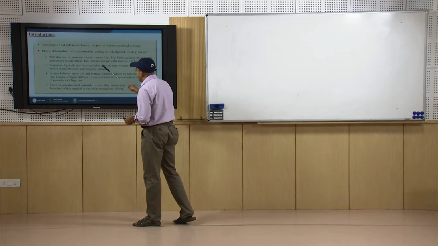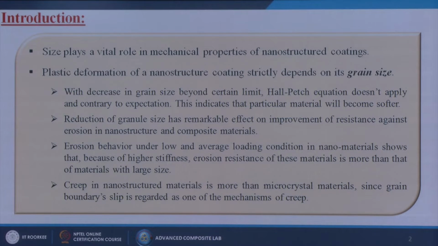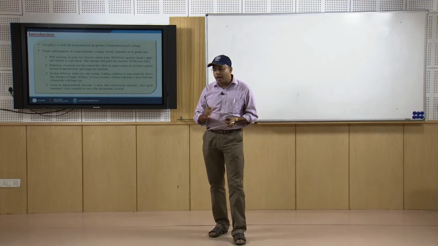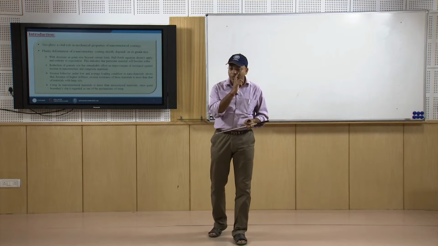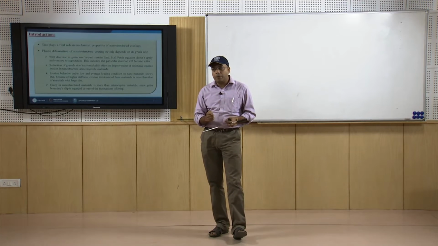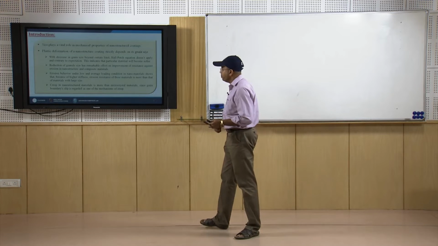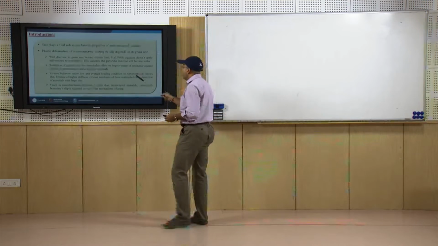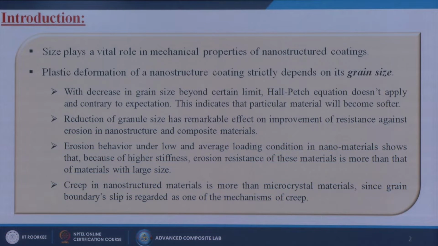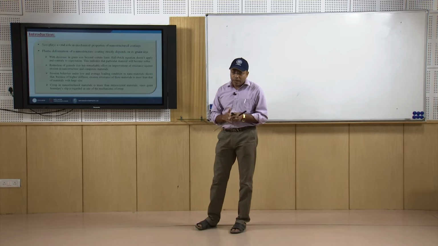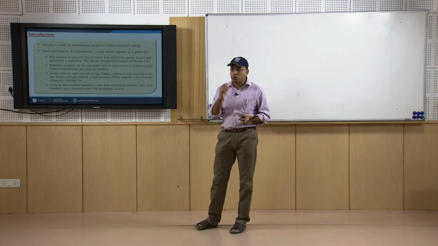So this is also one kind of consideration for these techniques. Reduction of grain size has a remarkable effect on improving resistance against erosion in nanostructured and composite materials. That is also an added advantage: when we use smaller nanoparticles than the previous ones, or than the bulk, we get the best erosion properties in terms of mechanical properties. Erosion behavior under low and average loading conditions in nanomaterials shows that, because of higher stiffness, erosion resistance of these materials is more than that of materials with a large size. So the material erosion is going to decrease when we decrease the particle size from micro or macro to nano.